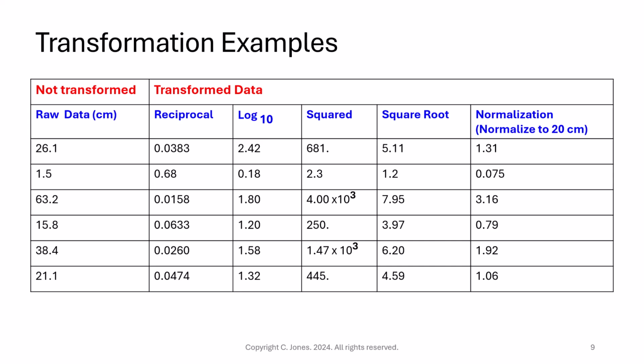In the column on the left-hand side, labeled raw data, this is the data that you collected. So if we did a reciprocal, if we took 1 over the raw data, here are the values that we get. If we do the log 10, take the log of each of these, here are the values that we get. If we square it, here are the values that we get. If we do the square root, here are the values that we get. And if we just divide everything by 20 centimeters to make it all relative to 20 centimeters, here are the values you get.